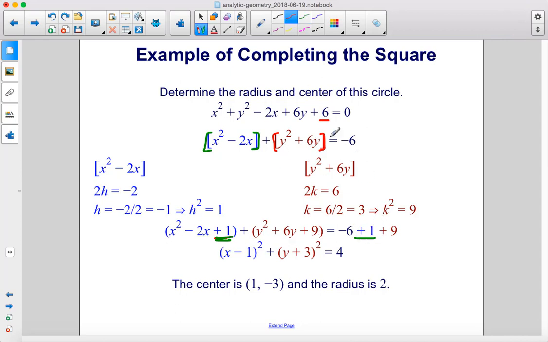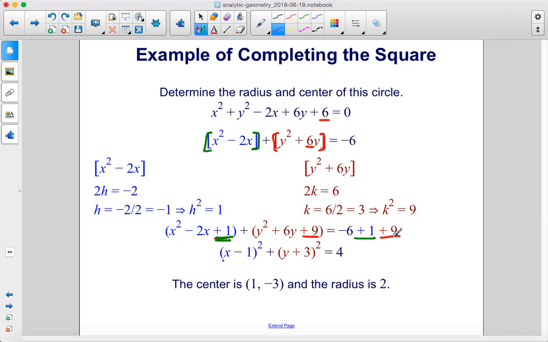Then we move on to the y, we complete the square here. So we have a 6 as the coefficient of y, so we divide that by 2, we get 3. Then we square that, we get 9. So we add 9 to both sides. Then we simplify these into their perfect squares. So this would be (x minus 1) squared, and this is (y plus 3) squared.